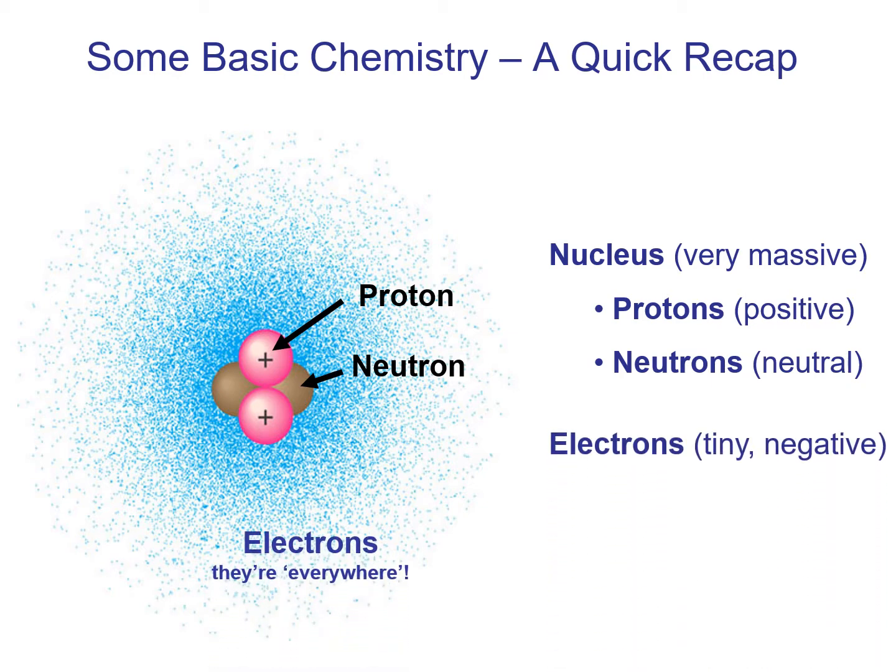Around that we have electrons, and I've said that they're everywhere. They're not really, but we can't predict exactly where they are. And you might have heard of the Heisenberg uncertainty principle. Certainly not something we're going to talk about, but that's what that relates to. So electrons are very tiny. They're negatively charged. Protons are positively charged. The charges between the two balance out in most whole atoms, but they don't in ions, as we'll see. And then neutrons are neutral.